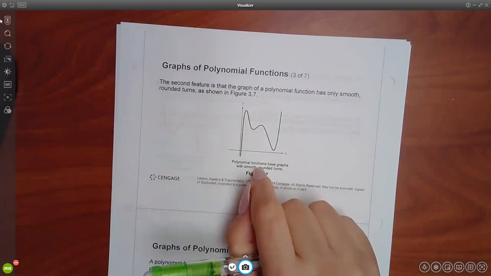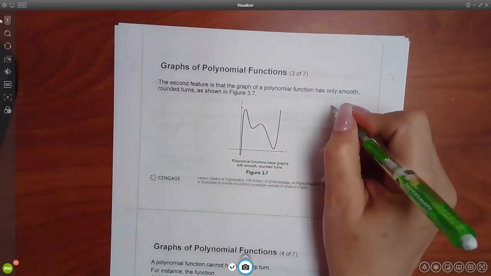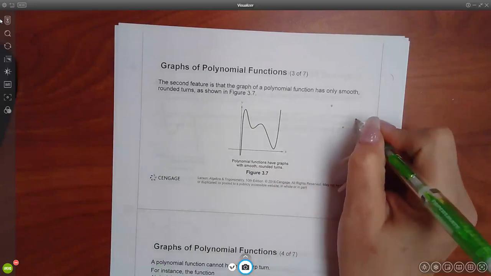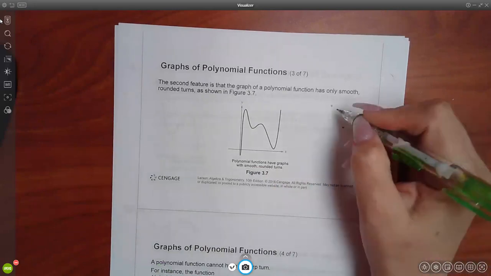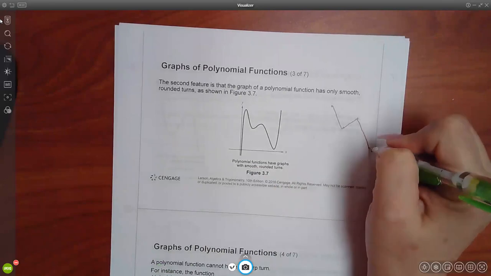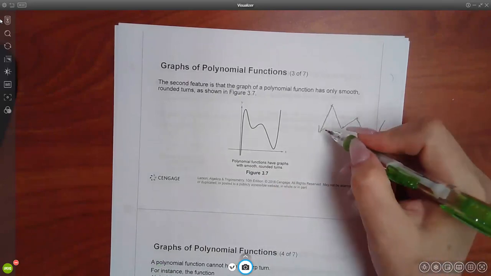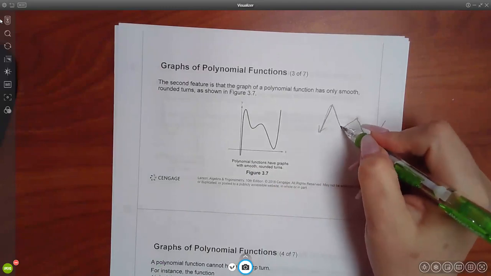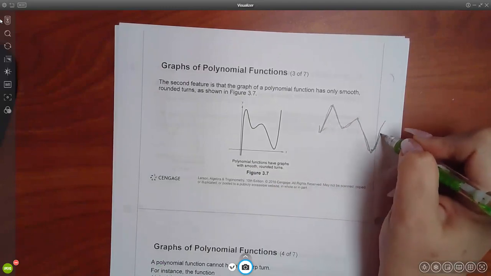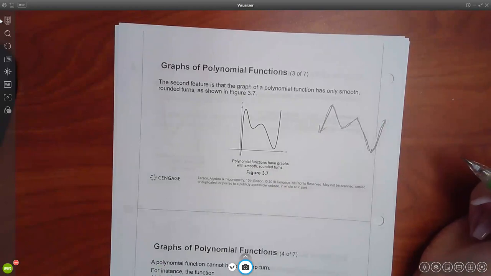So it's super important when you're drawing your polynomials. If I find out that there's a point here, a point here, a point here, and a point there, I am not going to be drawing my graph like that. Nope, you have to make them curvy. They're like little tiny parabolas all over the place. That's what you gotta think of.